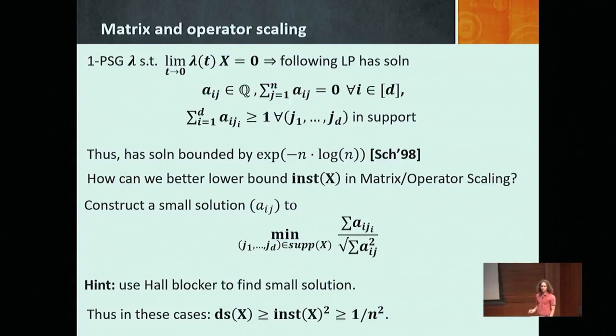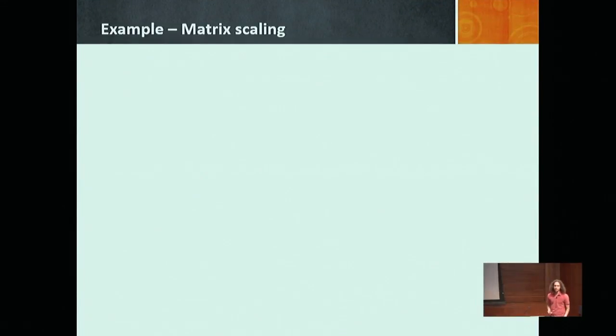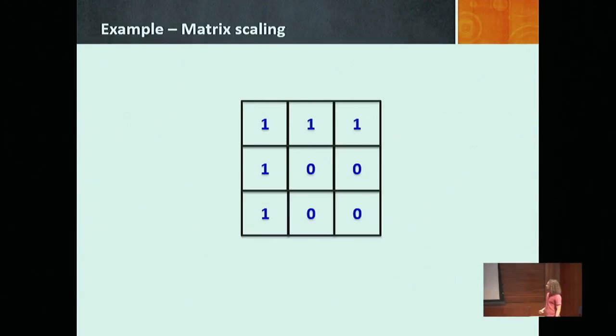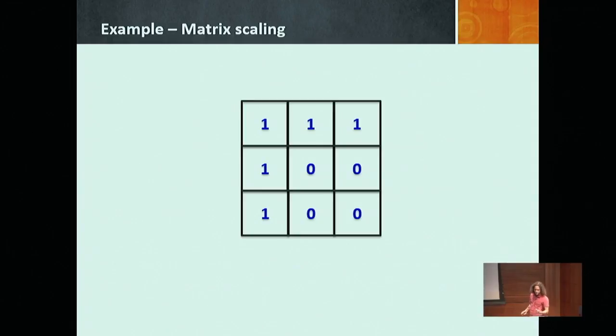Let me just show you how to use the Hall blocker to find a small solution. Let me show you the example in matrix scaling, and by picture you figure out how to do it in general. Suppose that I have this matrix that Avi showed in the previous talk. You can see the big block of zeros. So what do? Well, whoa, it disappeared. It's not supposed to disappear. But you know what it is. You've been drilled on this matrix now.